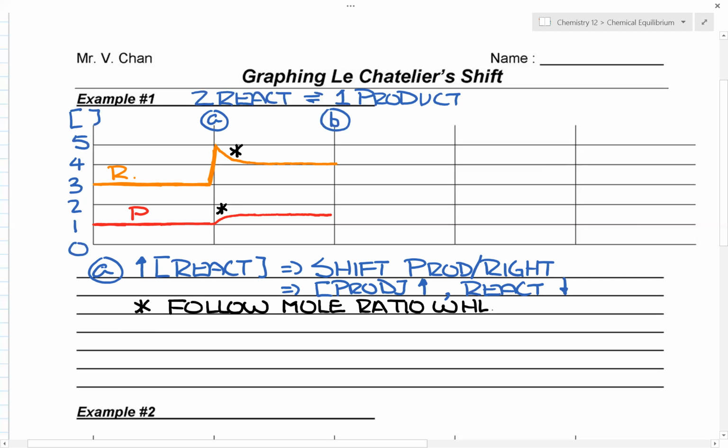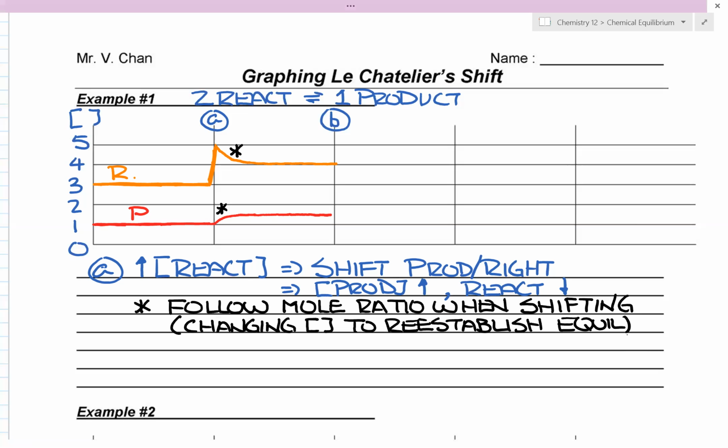when shifting. Because the mole ratio was 2 to 1, 2 reactants for every 1 product, you need to follow the mole ratio when shifting, or when we are changing the concentration, to reestablish equilibrium.